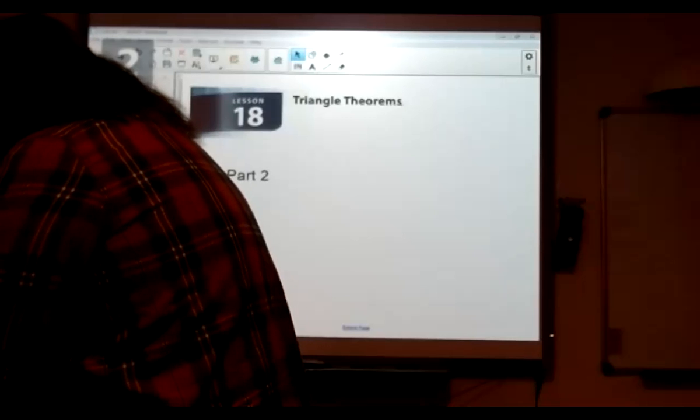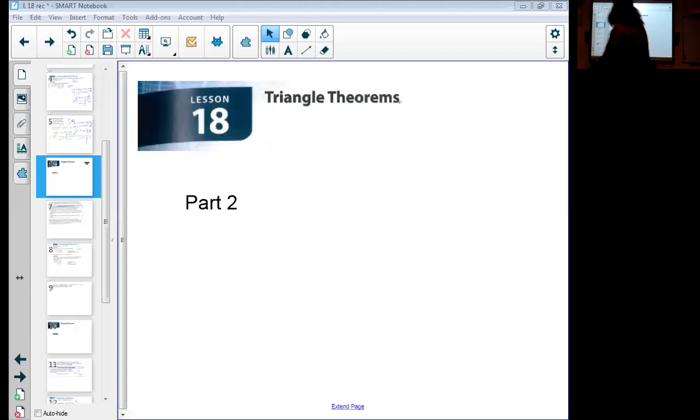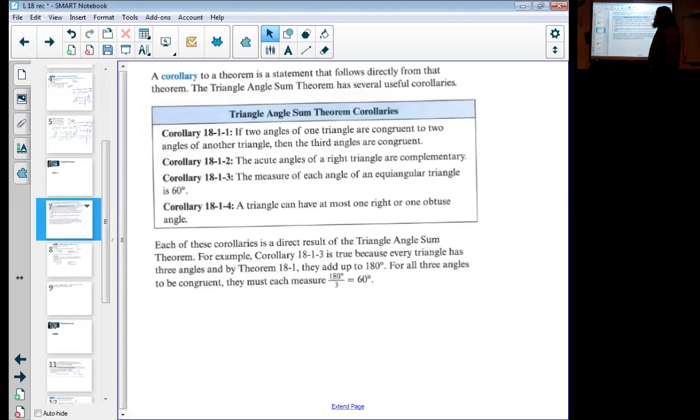So we are continuing lesson 18, triangle theorems, with part 2. A corollary to a theorem is a statement that follows directly from that theorem. The triangle angle sum theorem has several useful corollaries. A corollary is kind of like the domino effect, where if you do this, then this thing happens, and then this thing happens, and it just keeps going on. It's just something that you can see: if this works, and this piece works, then this piece fits.